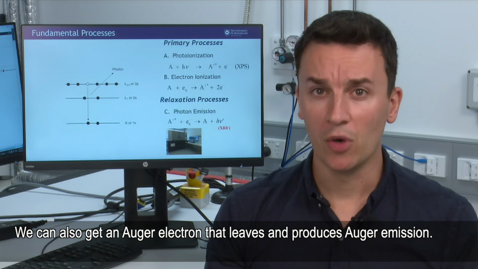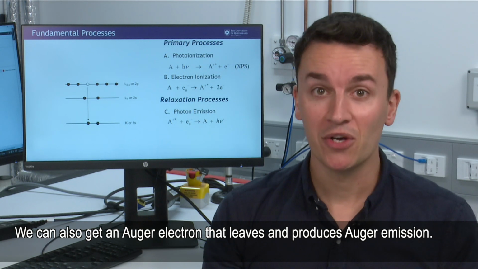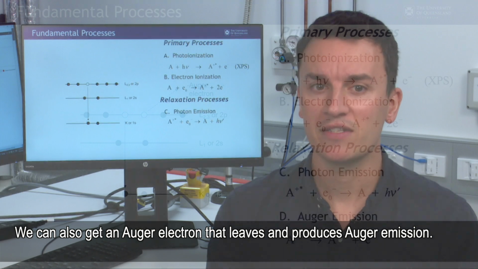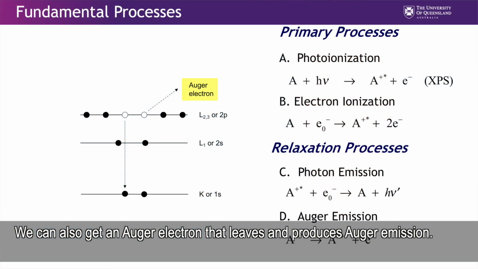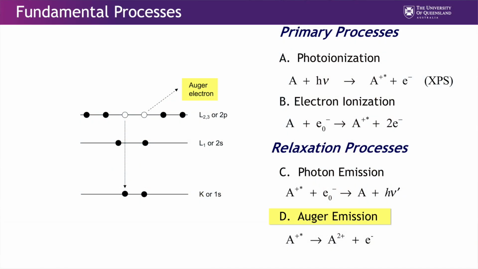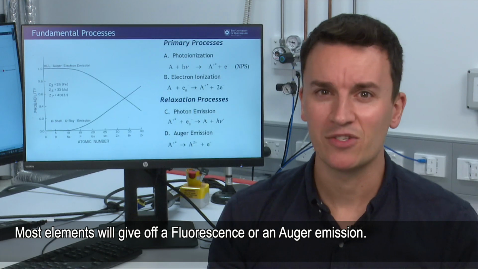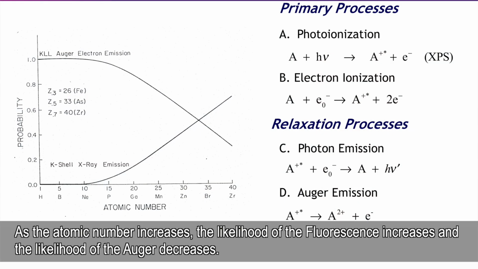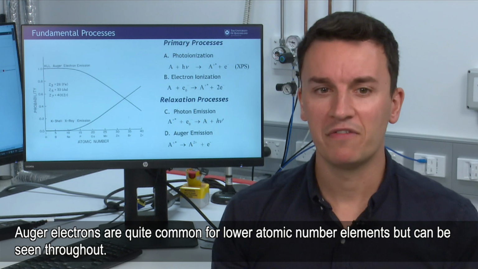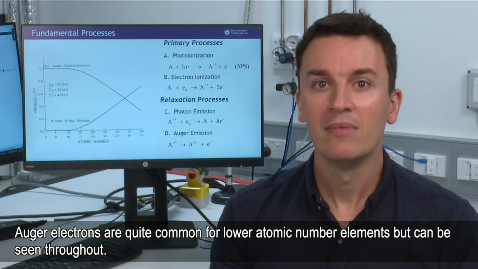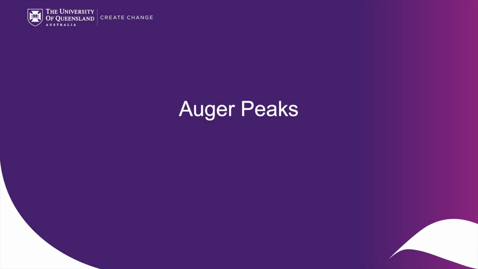One thing that also happens is instead of a photon being emitted in the form of a fluorescence, we can also get an Auger electron that leaves. So we get what's called an Auger emission. And these are the peaks that we see in the spectrum. Basically, most elements will either give off a fluorescence or an Auger. As the atomic number increases, the likelihood of the fluorescence increases and the likelihood of the Auger decreases. Auger electrons are quite common for the lower elements, but we do also see them along the way.